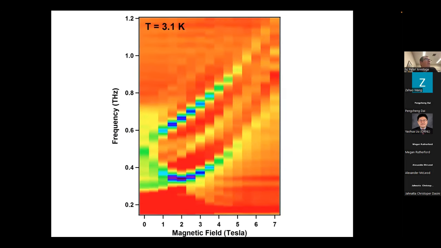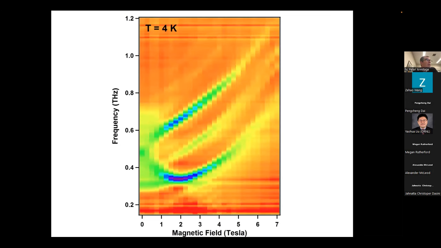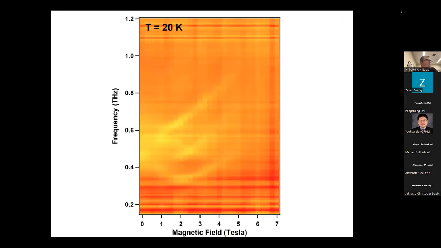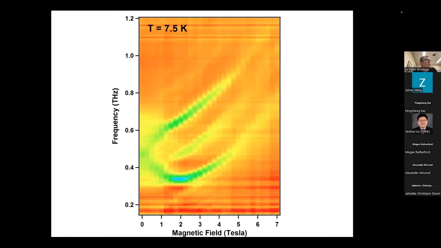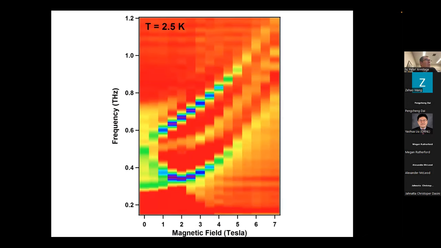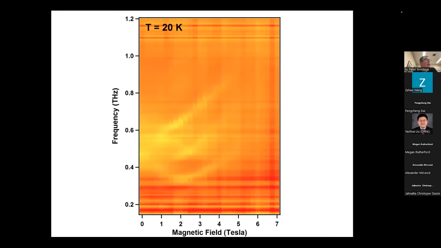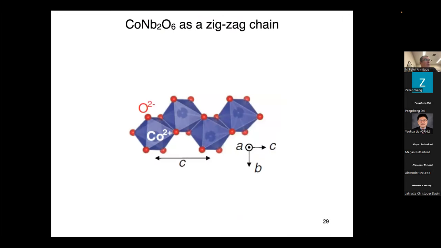So that's 2.5 Kelvin. And then we can warm it up. You can see the spectrum broaden and go away as you go to 7.5, 10 Kelvin. Lots of the major features are preserved even up as high as 20 Kelvin, where these correlations really develop for the first time. So that's stepping through it and going to higher and higher temperatures. This was a mystery to us.